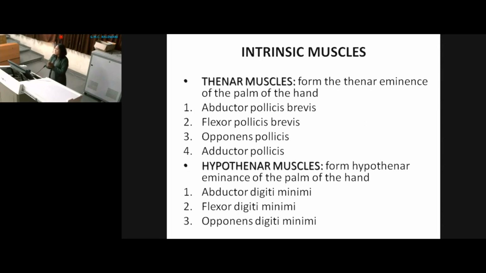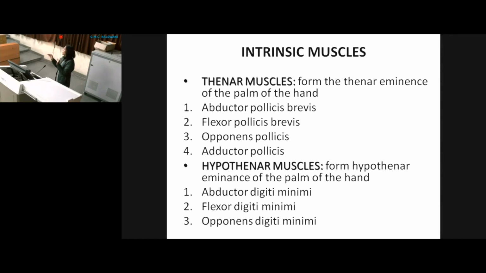The thenar muscles, these are the 4 muscles, okay? And because they are found on the lateral side, the name has pollicis in all of them. One is the abductor pollicis brevis, flexor pollicis brevis, opponens pollicis, and the adductor pollicis. These are the 4 functions found in the thumb. So for the functions of the thumb there are 4 different muscles, 4 functions so 4 muscles. Clear? So the abductor pollicis brevis helps in the abduction of the thumb, okay, away from the midline. And the flexor pollicis brevis helps in the flexion of the thumb.